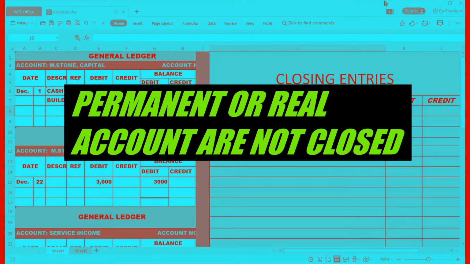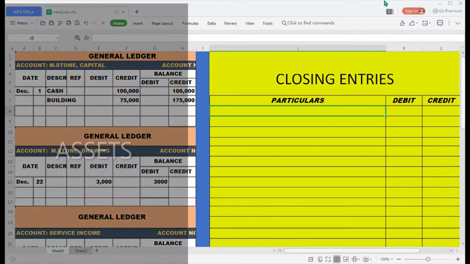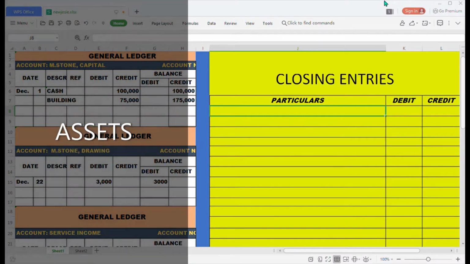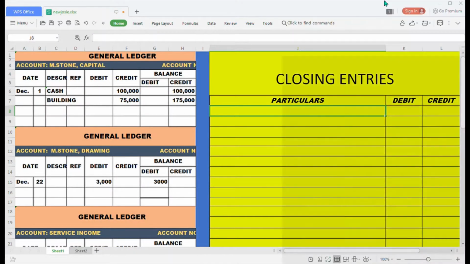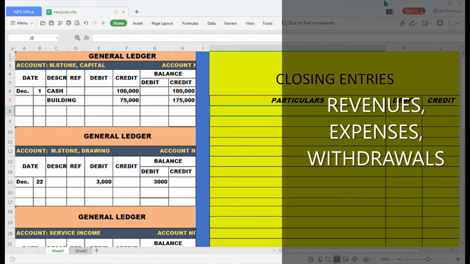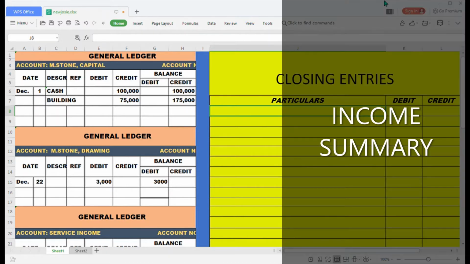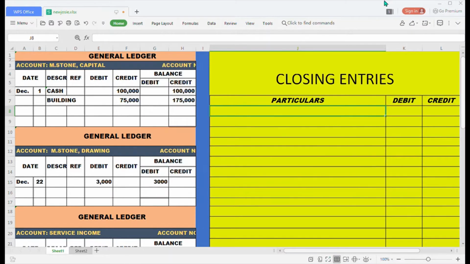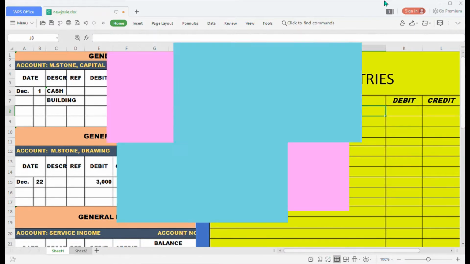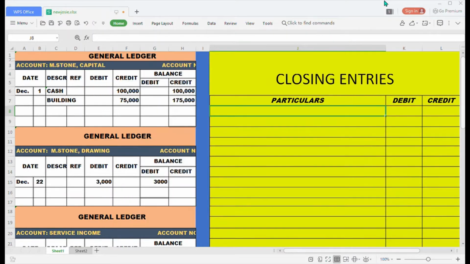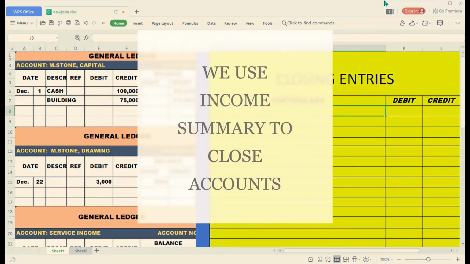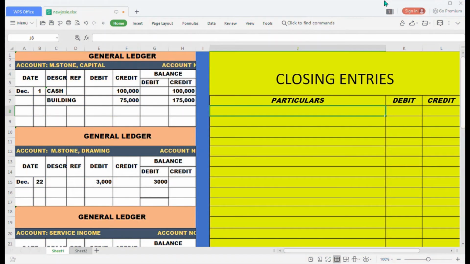And permanent or real accounts carry their balances into the next period. When we say real accounts, these are the assets, liabilities, and capital. Once completed, all revenues, all expenses, withdrawals, and income summary balances should be zero. Okay, so how do we do that? To make it zero, we have to do the opposite action. So here guys, in making of closing entries, there are two approaches. So what we are going to use now is we use the income summary to close the temporary accounts.